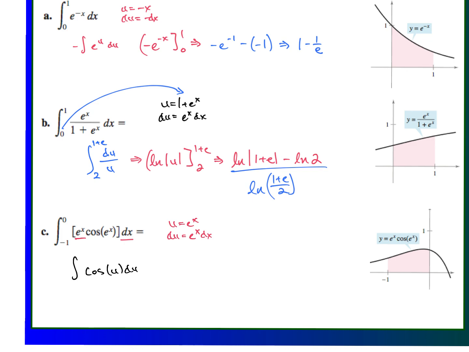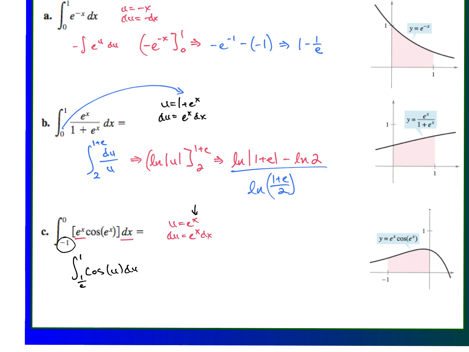Now, I'm going to go ahead and change my limits again. So what's my lower limit going to be? If I substitute a -1 for my x for u, what do I get? If I substitute a -1 right there, I get what? 1 over e. I get 1 over e. And then if I substitute in 0, what's my new upper limit? 1. All right. I think it's a little bit easier.